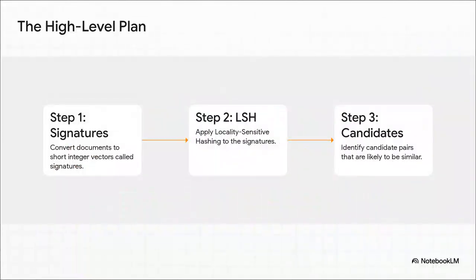And here's the game plan. Instead of using brute force, we're going to use a clever 3-stage pipeline. First, we have to shrink each document down into a small signature. We'll talk about how. It involves a couple of tricks. Second, we run those signatures through an algorithm called Locality-Sensitive Hashing, or LSH. And finally, the LSH spits out a much smaller, manageable list of candidate pairs that are likely to be similar. Then, and only then, do we do a proper comparison.